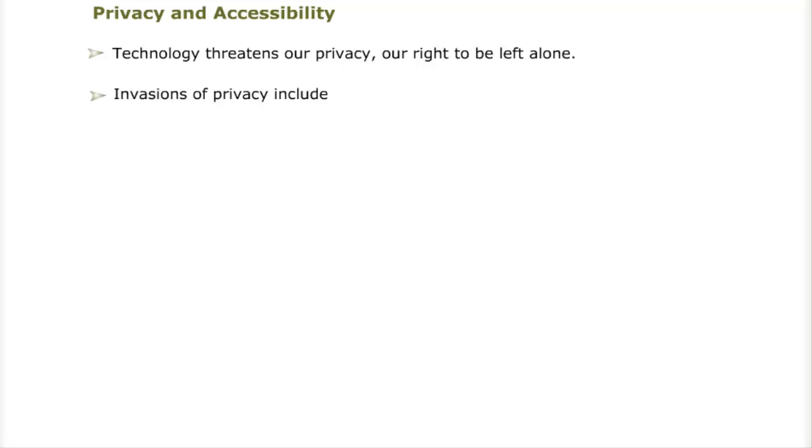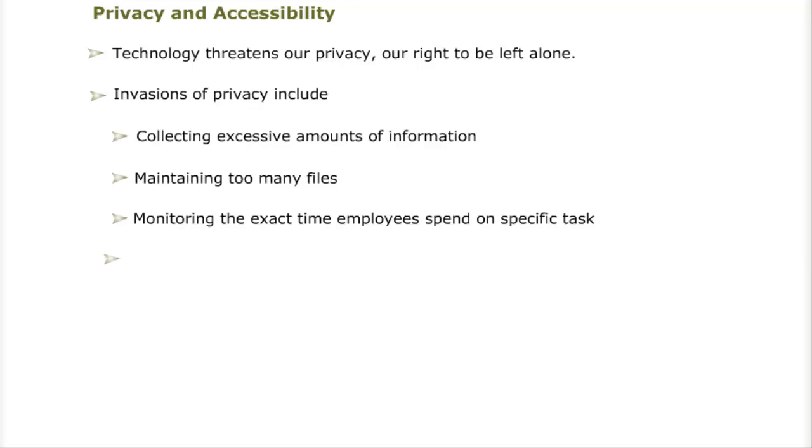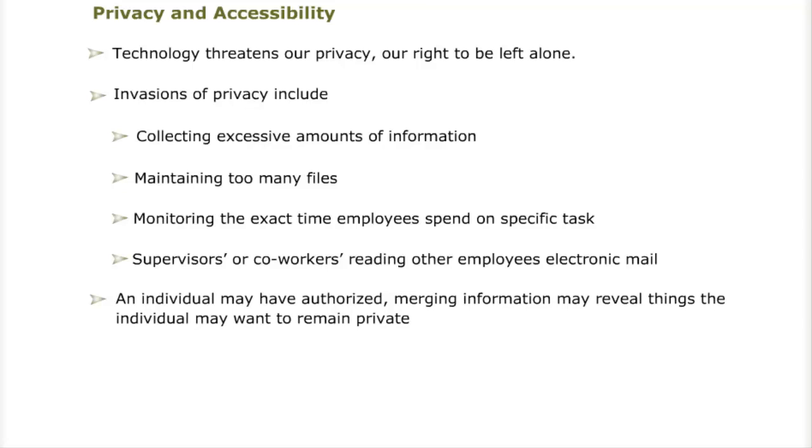Privacy and accessibility. Technology threatens our privacy, our right to be left alone, free from surveillance or interference from other individuals or organizations. Common invasions of privacy caused by technology include collecting excessive amounts of information for decision-making, maintaining too many files, monitoring the exact time employees spend on a specific task, and supervisors or co-workers reading other employees' electronic mail and computer files. Although an individual may have authorized the collection of the individual information, merging the information may reveal things the individual may want to remain private.